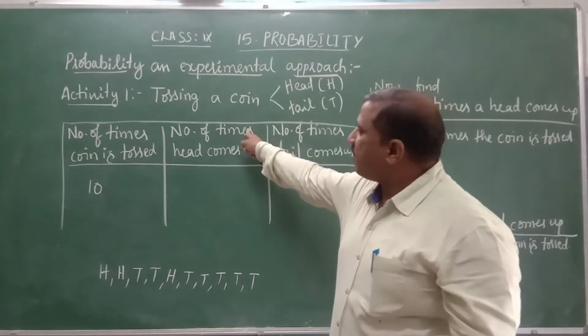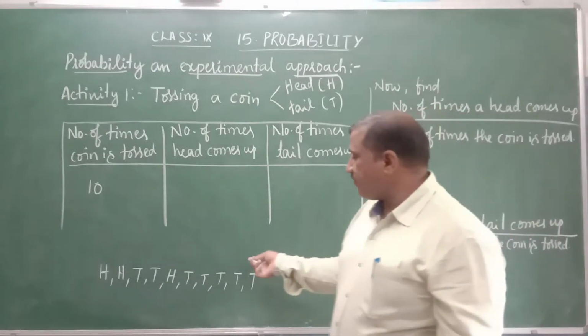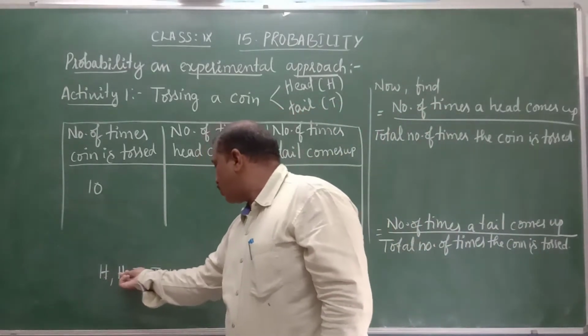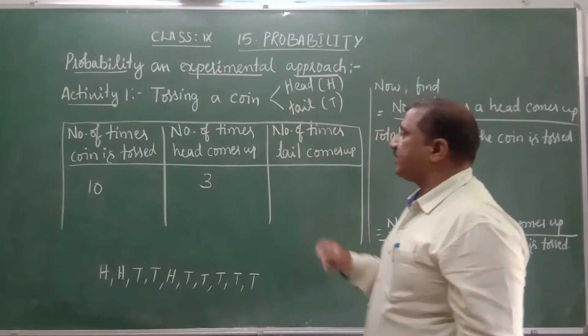Then write the number of times head comes up. How many times did you get head? Count from this and you write 1, 2, 3. Yes, 3 times we got head. Write 3 in the table.